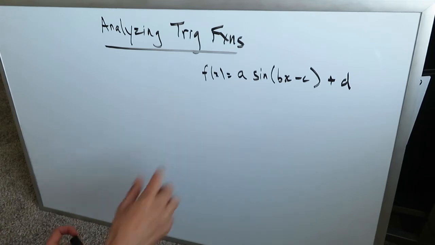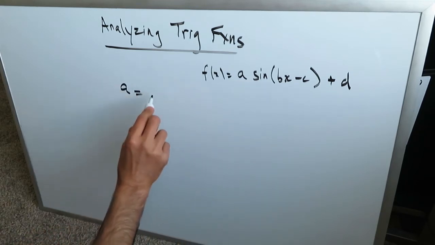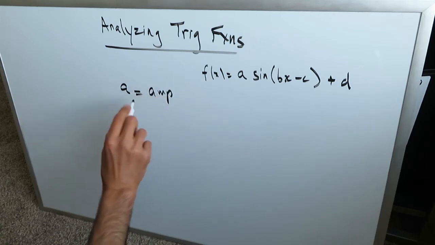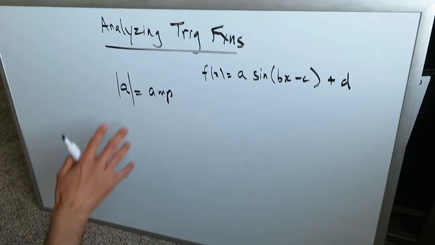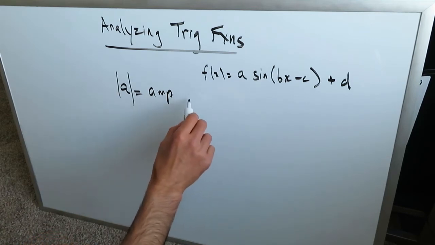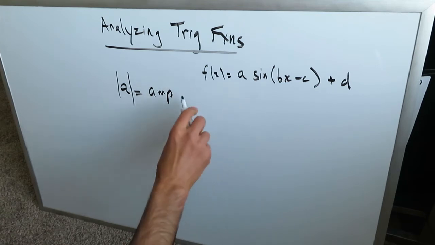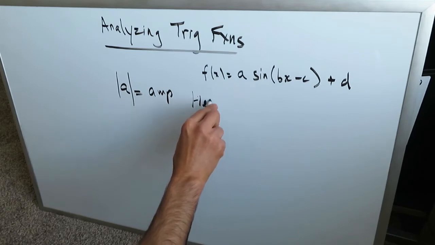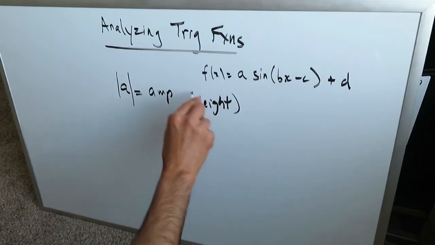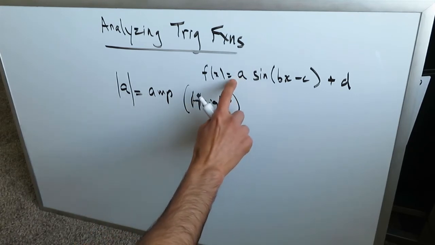If you look at this letter A right here, the A is related to the amplitude, and the amplitude is always given in terms of an absolute value. You can't have a negative amplitude, it's always a positive amplitude. Amplitude is related to the range, the height of that curve, how far down to how far above it'll go. That'll be dependent on this A value, this amplitude value.